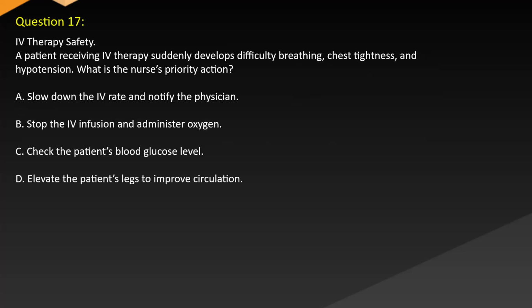Question 17. Fluid therapy safety. A patient receiving fluid therapy suddenly develops difficulty breathing, chest tightness, and hypotension. What is the nurse's priority action? A. Slow down the infusion and notify the physician. B. Stop the infusion and administer oxygen. C. Check the patient's blood glucose level. D. Elevate the patient's legs to improve circulation.